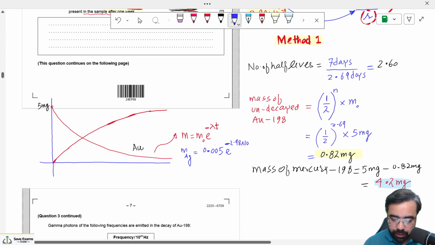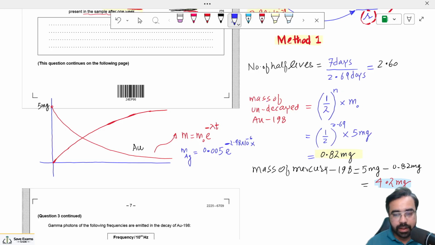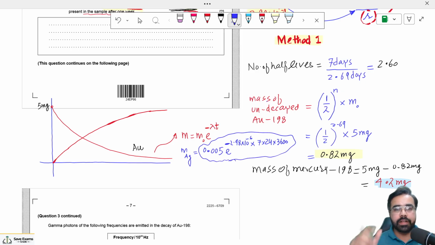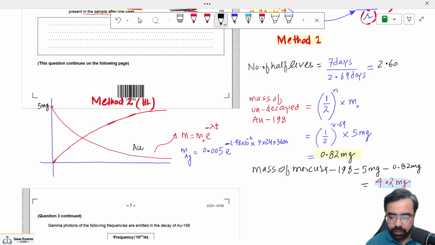2.98 times 10 to the power negative 6 times 7 days, where 7 days is 7 multiplied by 24 times 3600 seconds. This will give us the mass of gold that will remain after 7 days. And you know it already, we had already calculated it here. It was 0.82 milligram. So 0.82 milligram.